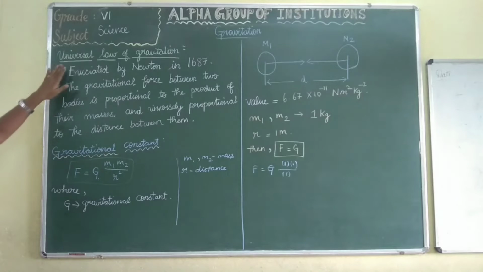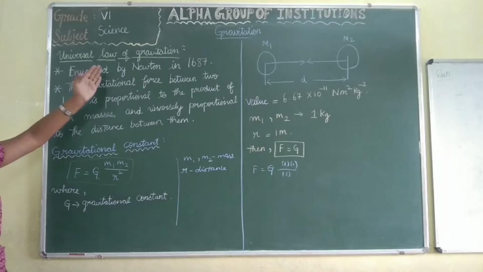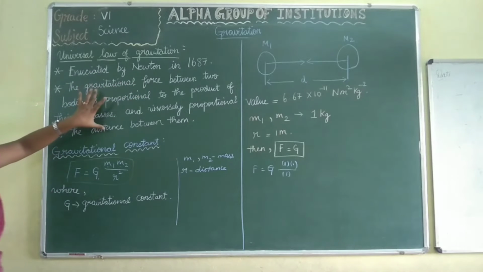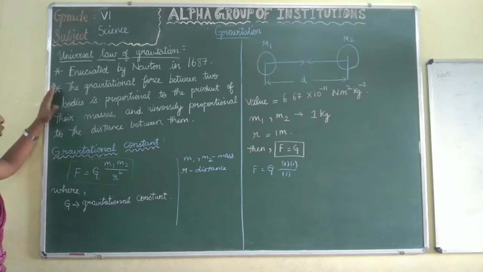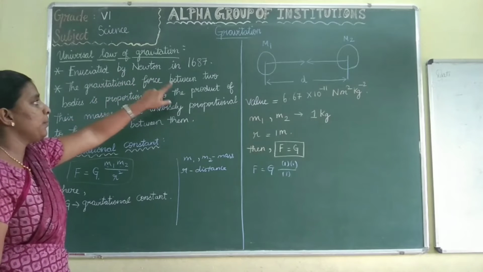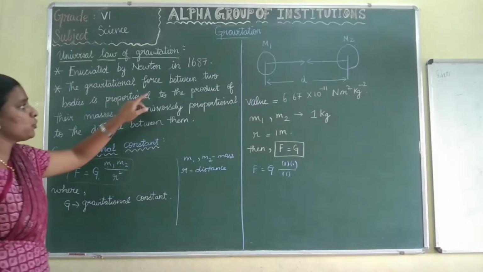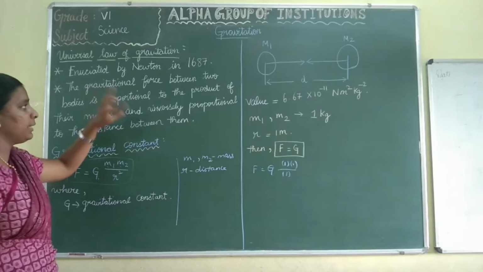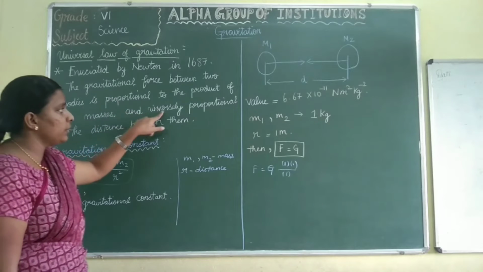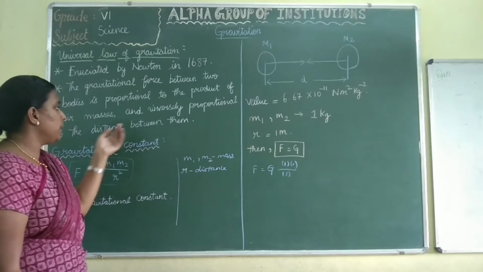Now I am going to talk about the universal law of gravitation, which was enunciated by Newton in 1687 after the plague. After the plague disease, he enunciated the universal law of gravitation and gave a derivation or explanation of it, which is nothing but a gravitational force, a pulling force between two objects. An object is nothing but a body. It is proportional to the product of their masses, the multiplication of the masses, and inversely proportional to the distance between them.